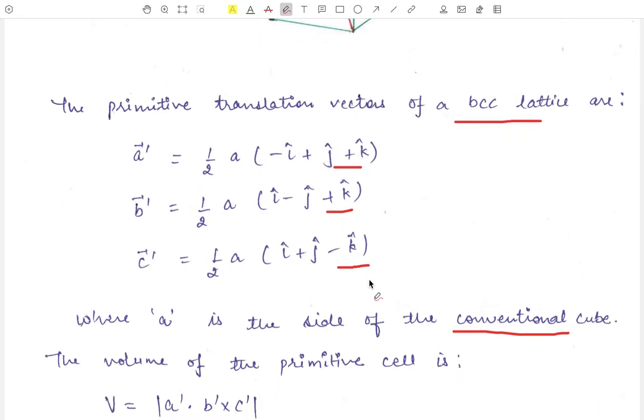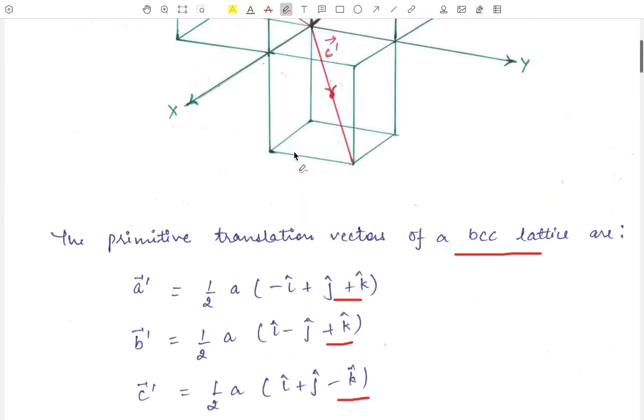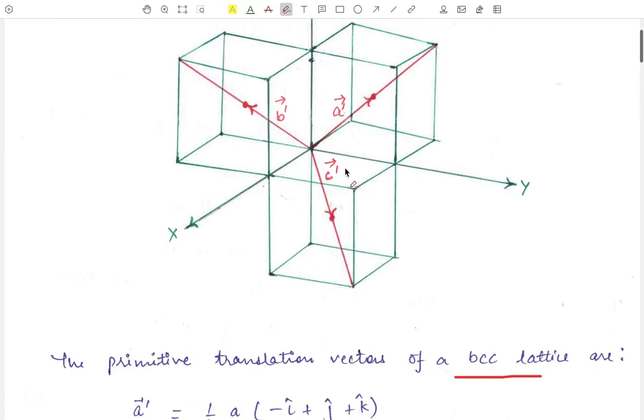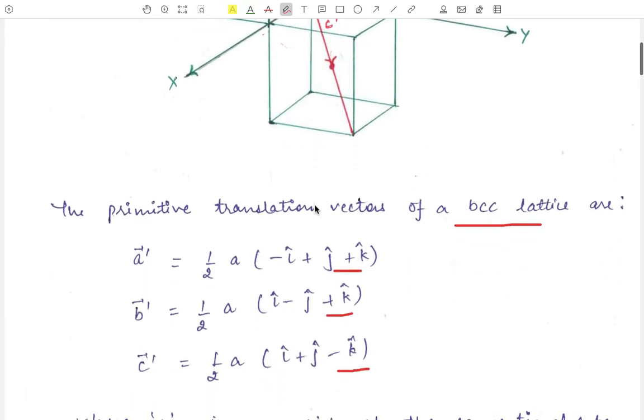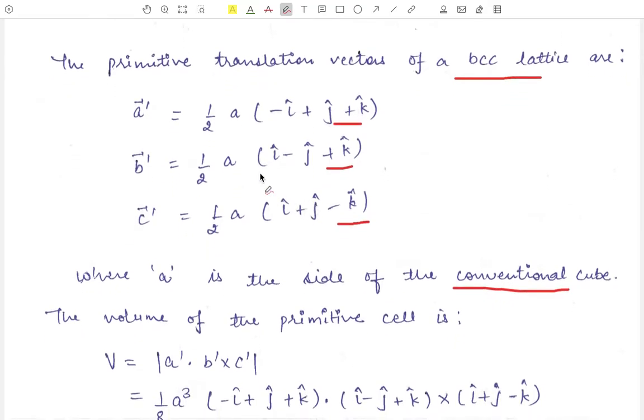Okay. जस्ट टू रिमेंबर दिस वेक्टर्स, अगर हम लोग A डैश वेक्टर की बात करते हैं उसमें I कोऑर्डिनेट नेगेटिव है, B डैश में J कोऑर्डिनेट नेगेटिव है एंड C डैश वेक्टर में K कोऑर्डिनेट नेगेटिव है हमारा. ठीक है, ये हमें याद भी रखने हैं, और अगर हम लोग ये डायग्राम बनाते हैं तो इस डायग्राम के अकॉर्डिंग भी हम लोग इन वेक्टर्स को डिफाइन कर सकते हैं. Now these are the primitive translation vectors of the direct BCC lattice.